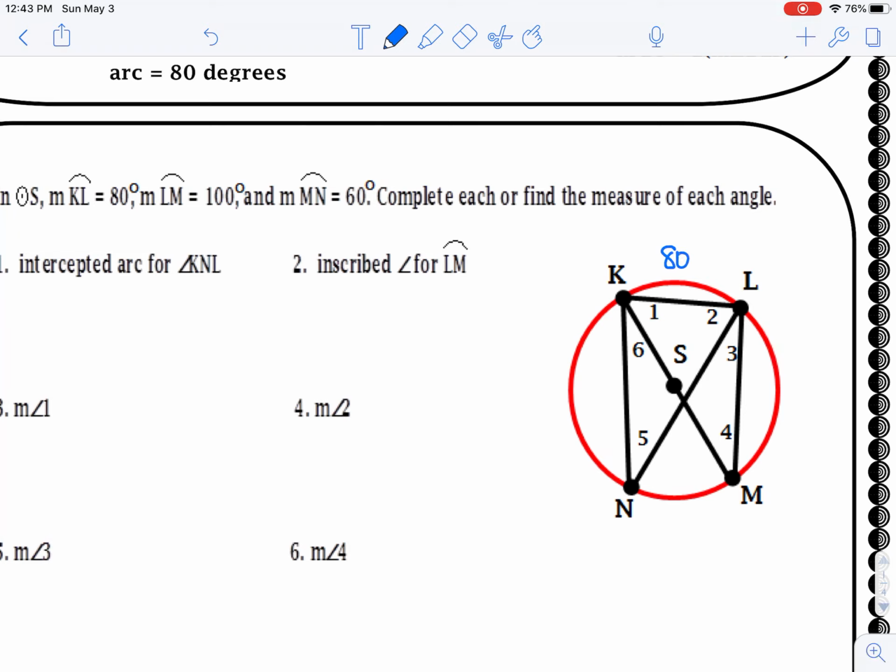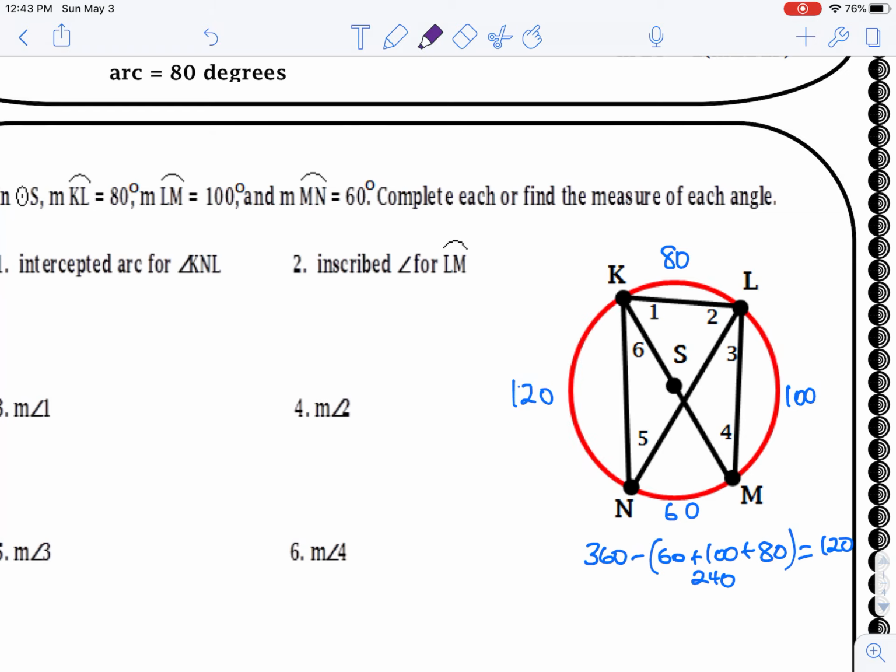So it says arc KL is 80. Arc LM is 100. And MN is 60. I can find KN by taking 360 minus the sum of 60 plus 100 plus 80. And that sum is 240. So that makes our KN 120. And now let's start finding some of our angles.